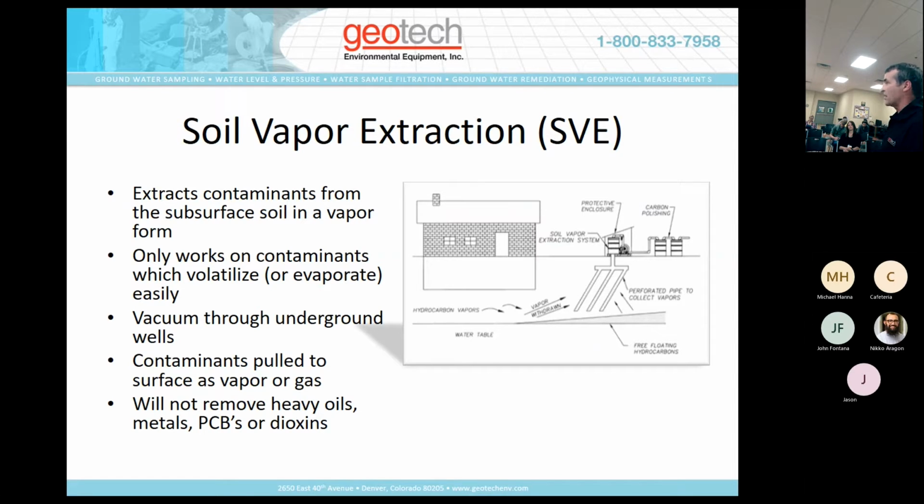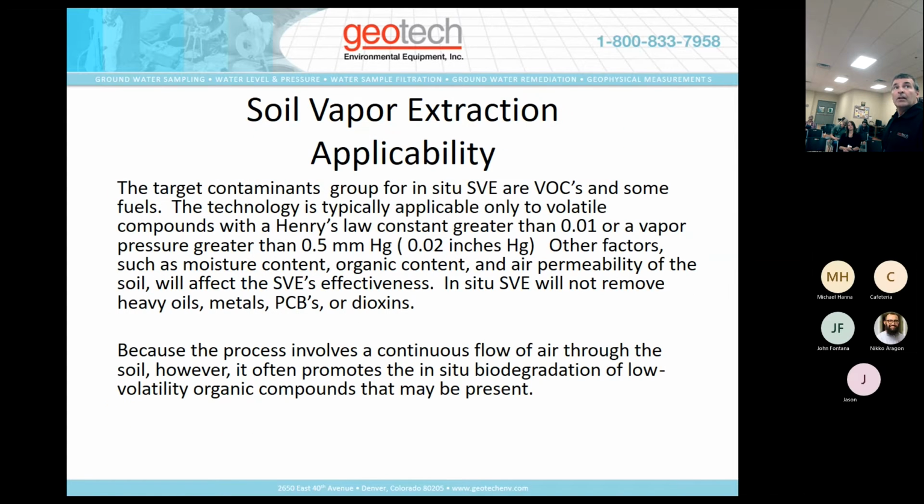So it won't remove heavy oils like PCBs or dioxins, but it's generally for VOCs, volatile organic compounds, like gasoline, diesel. So the applicability, it's targeting those VOCs that I just mentioned with a Henry's law constant greater than 0.01. And I'm not a chemist, so I won't go any further than that. But other factors such as moisture content, the permeability of the soil, is it clay or is it sand, will affect how effective the SVE system is.